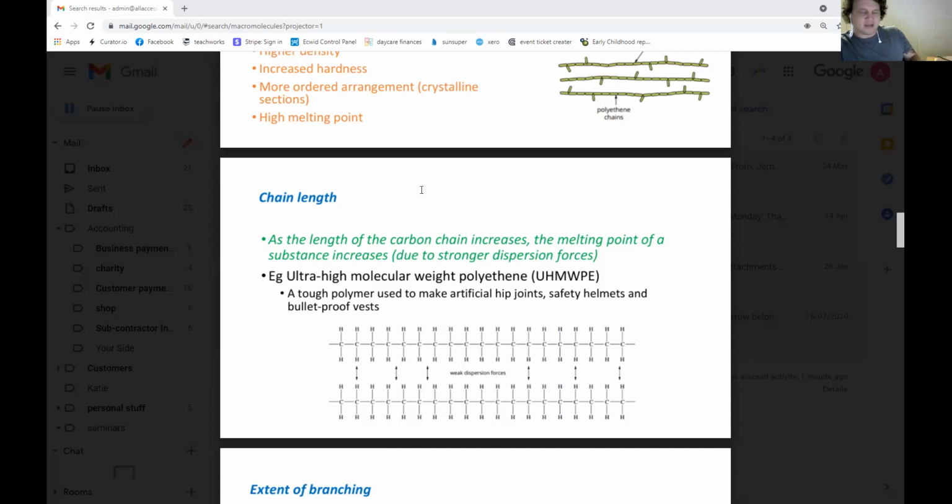So we can now make bulletproof vests that are made out of plastic, hip joints, helmets, boats. You can get boats that are made out of ultra high molecular weight polyethylene, and they can go through anything. They will not break. You can basically drive them into anything and they will hold together.